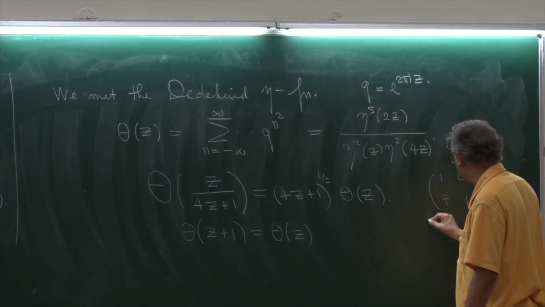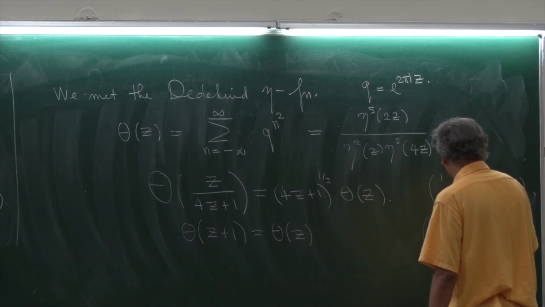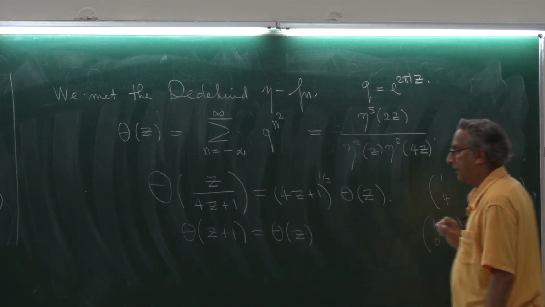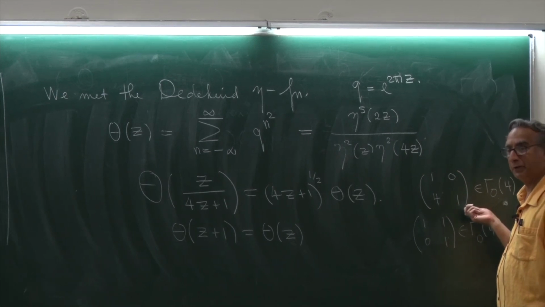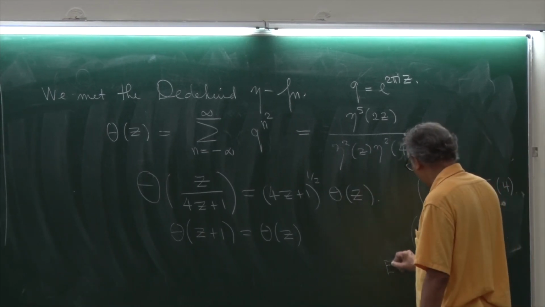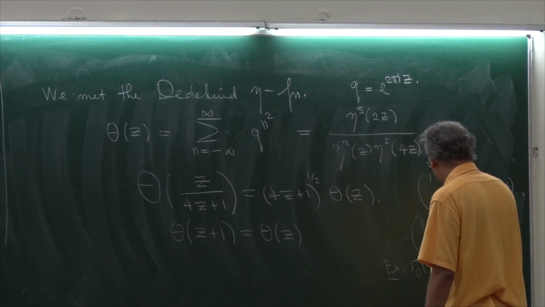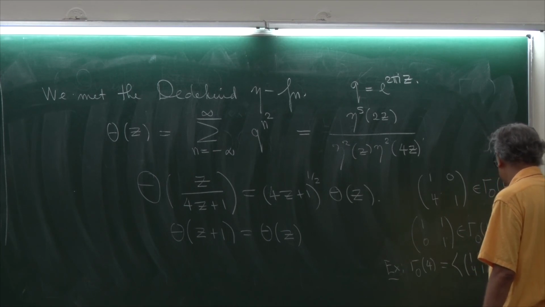And of course (1, 1, 0, 1) is also an element in Gamma_0(4). And the group generated by these two elements is Gamma_0(4). Okay, so exercise: Gamma_0(4) is generated by (1 0 4 1) and (1 1 0 1).